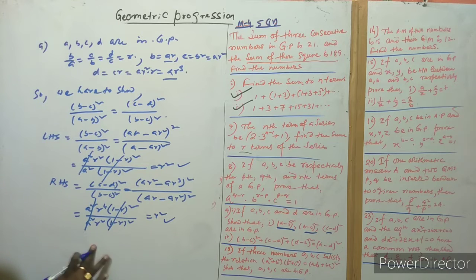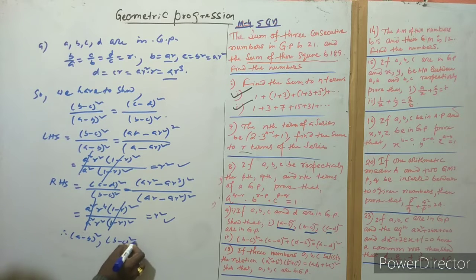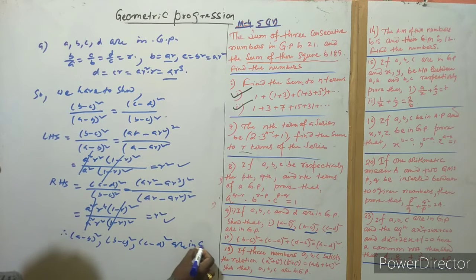Therefore we can say that A minus B whole square, B minus C whole square, C minus D whole square are in GP. Okay, so good question. Now follow question number 10 here.